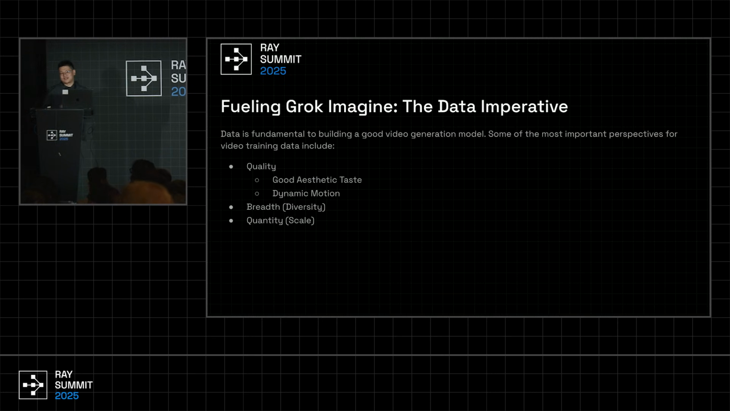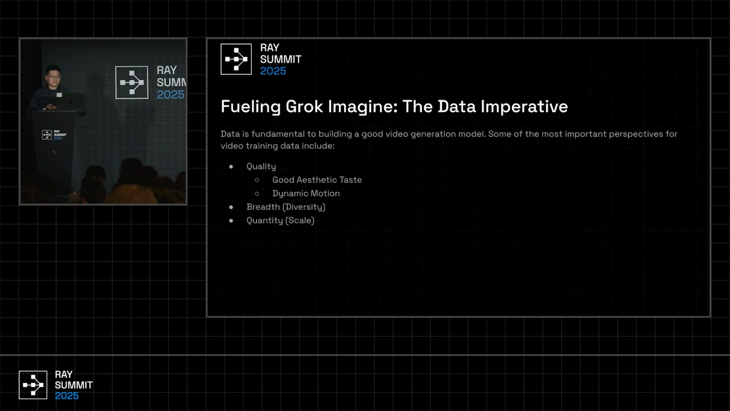So for the data, I think there are 3 key aspects. One thing is about quality. For video generation or image generation, you need to have a good aesthetic taste. Another thing is about dynamic motions. Without this data, the model cannot learn anything from static images. Another thing is about diversity.